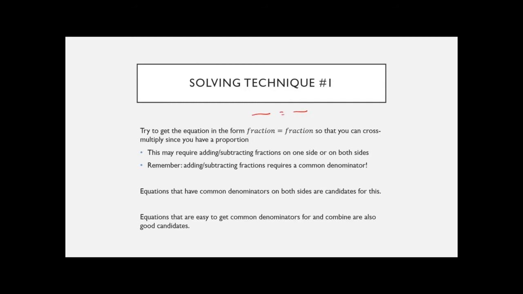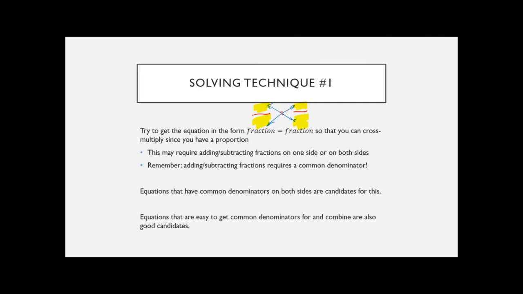So it's like I have something on top of something else equal to something on top of something else. When you have a proportion, where you have a fraction equal to another fraction, you can cross multiply, which means multiplying the diagonals. That is a technique used to solve proportions. You multiply and set the diagonals equal to each other. So that's one technique: put it in that form so that you just multiply diagonals together.